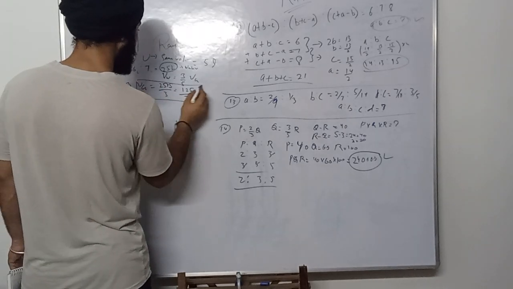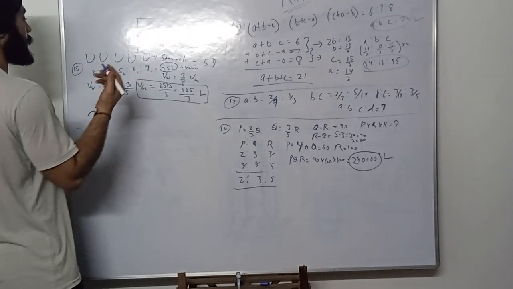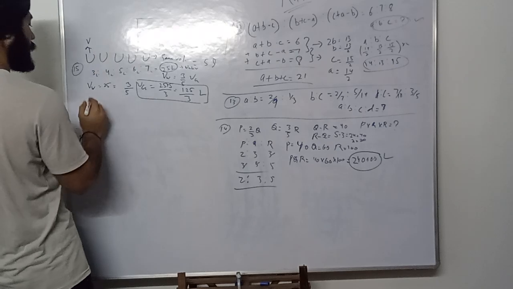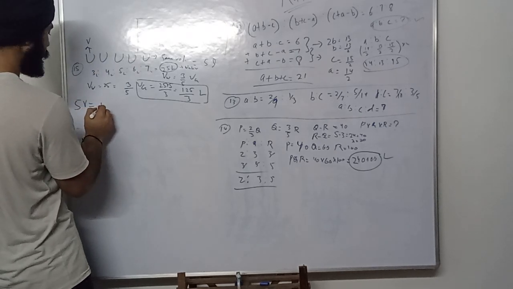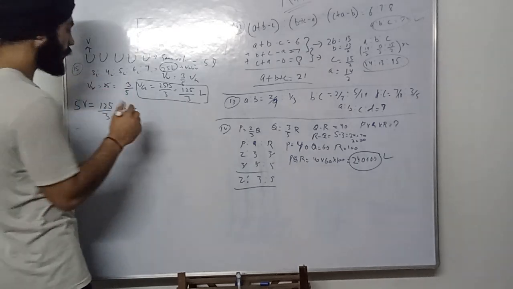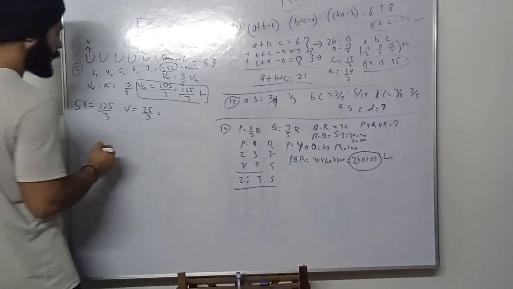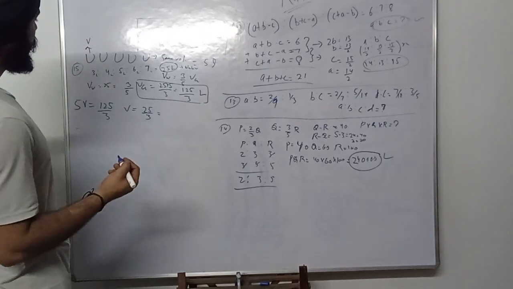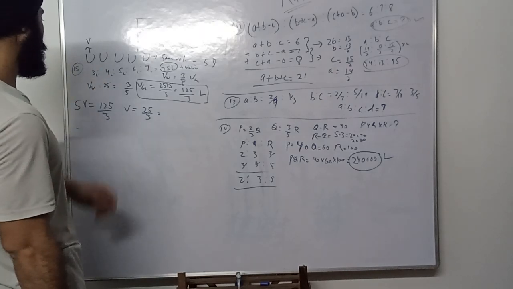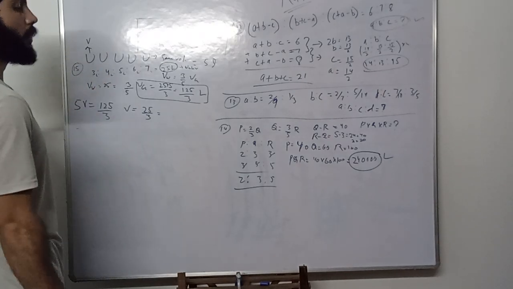And if we want to find, let's suppose the value of one is v, then the value of 5 will be 5v. So 5v will be 125/3. So one glass's volume will be 25/3, which is equal to 8 and 1/3, since 3 eights are 24, and we are left with 1.